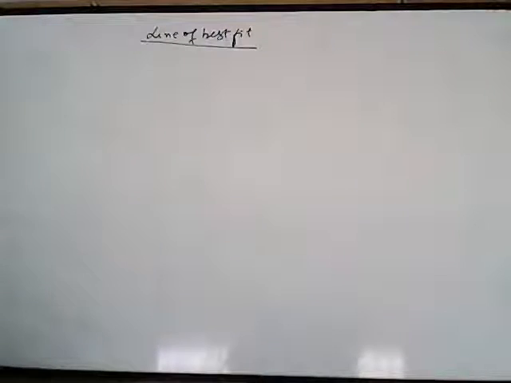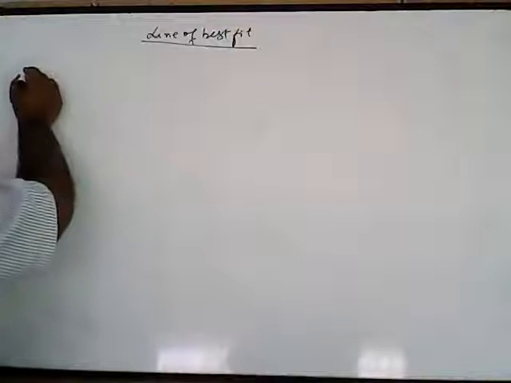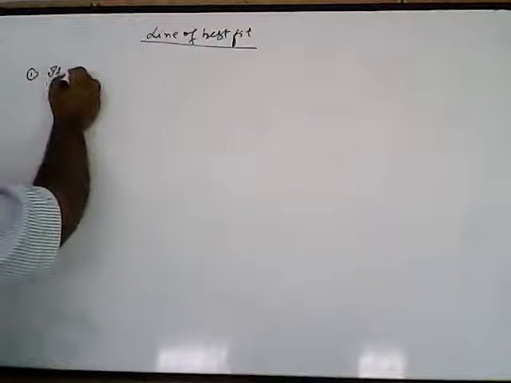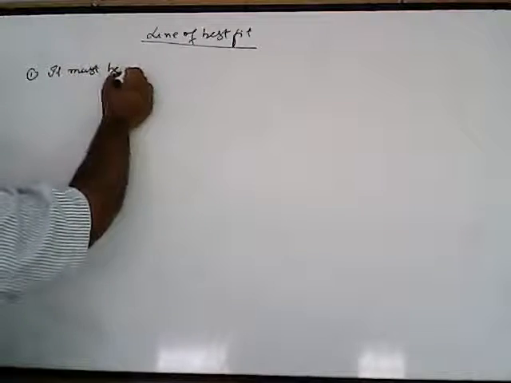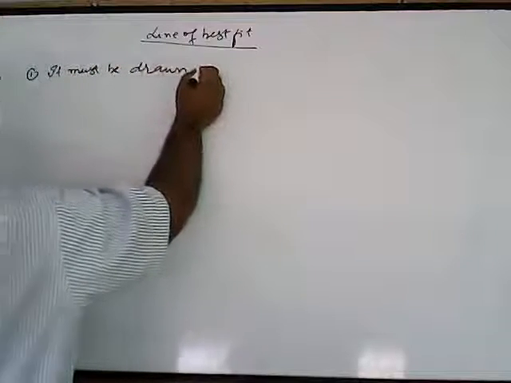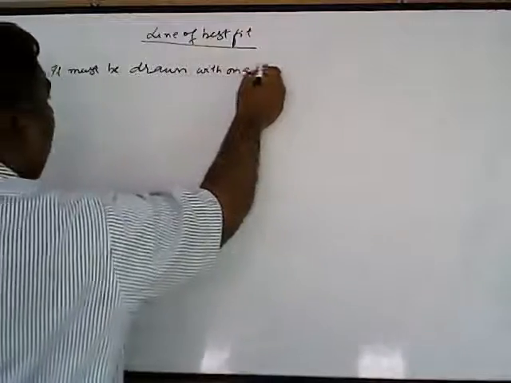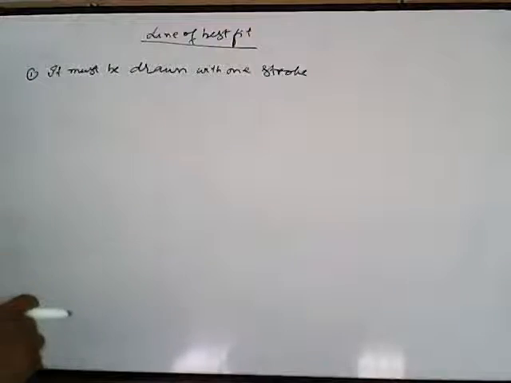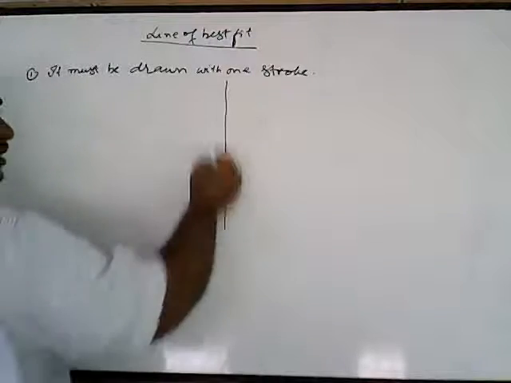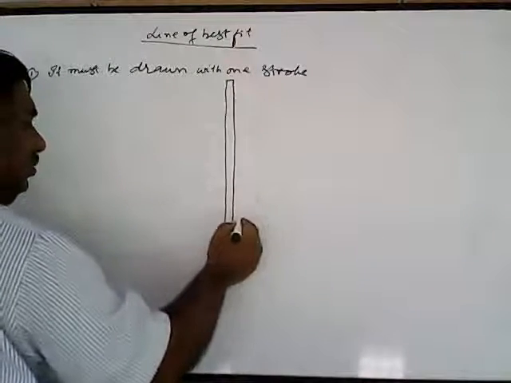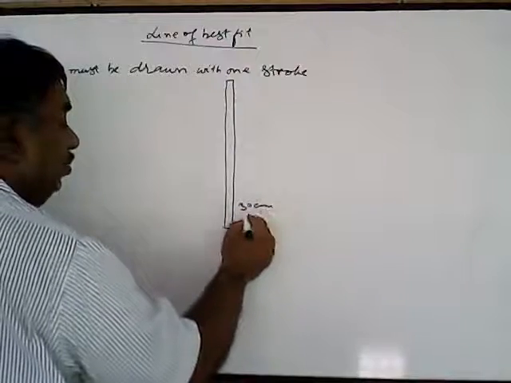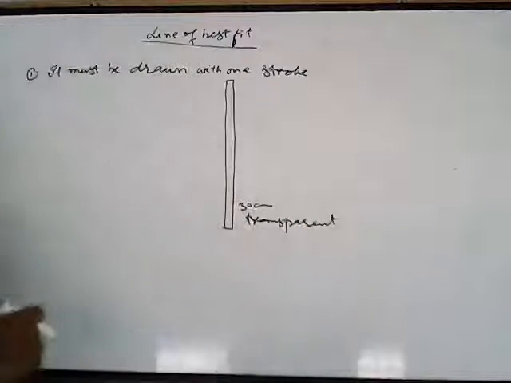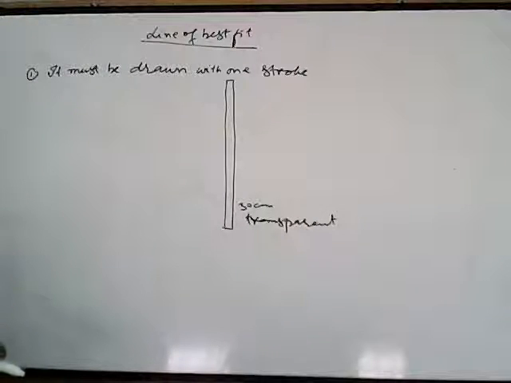So first of all, what are the characteristics of the line of best fit? It must be drawn with one stroke only. One stroke. Do not take two strokes. For that you should use a 30 centimeter transparent ruler, and use this one to draw it in one stroke.